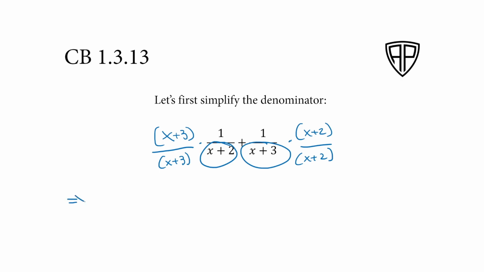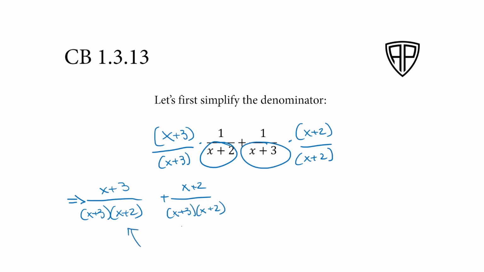So what does that yield? If I multiply this out, the left-hand fraction becomes x plus 3 over (x plus 3)(x plus 2). And my right-hand fraction becomes x plus 2 over (x plus 3)(x plus 2). Note that these two denominators are the same, so that's good. Now I can simplify my two fractions. The numerators, when added together, are x plus 3 plus x plus 2, and the denominator of both is just (x plus 3)(x plus 2).